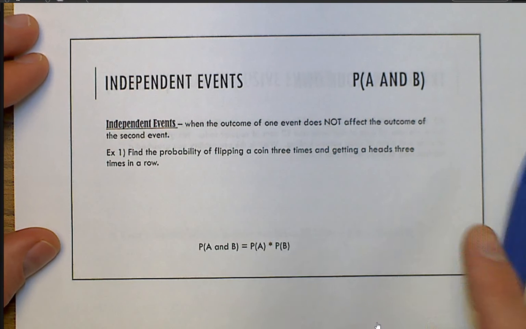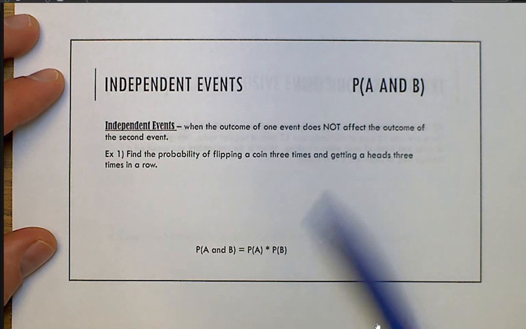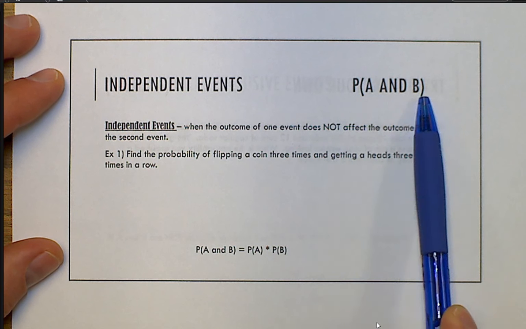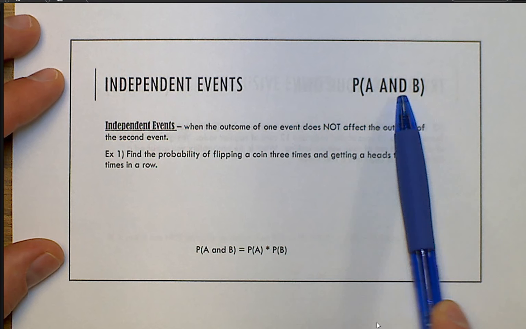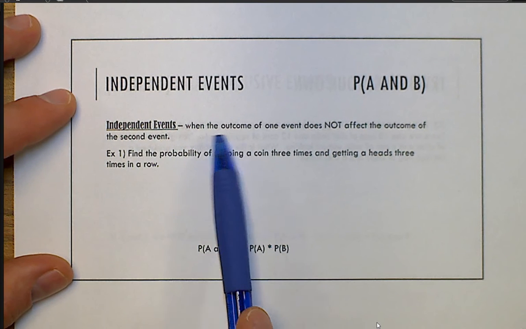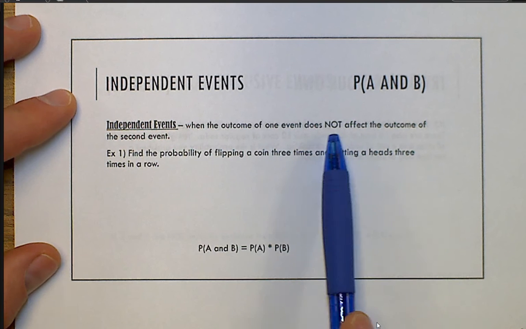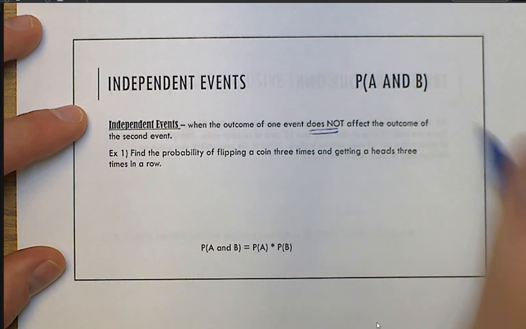Our definition for the first type of multiple event is independent events, and you see this P, which stands for probability of events A and B taking place. That's kind of how you would read that out loud, the probability of A and B taking place. By definition, independent events are when the outcome of one event has no effect on the outcome of a second event. All right? Keywords: does not affect the outcome.